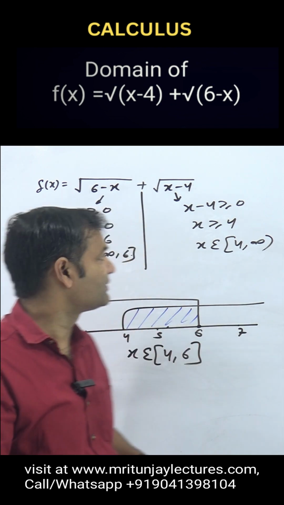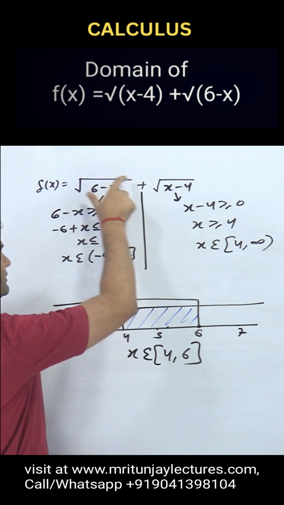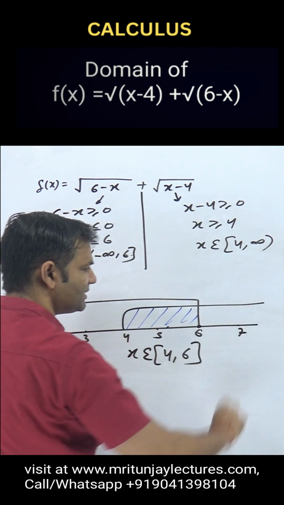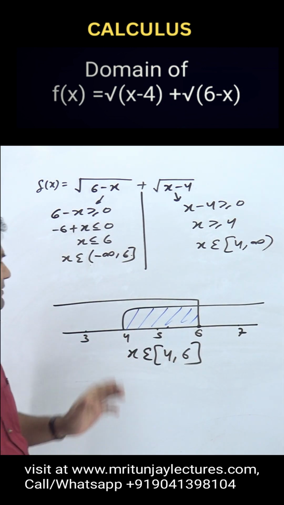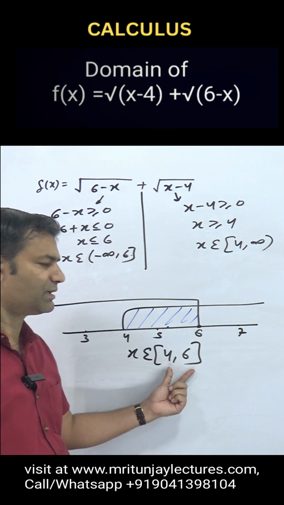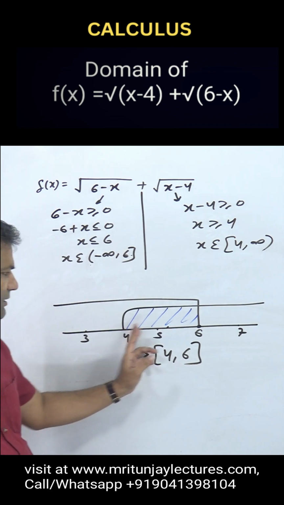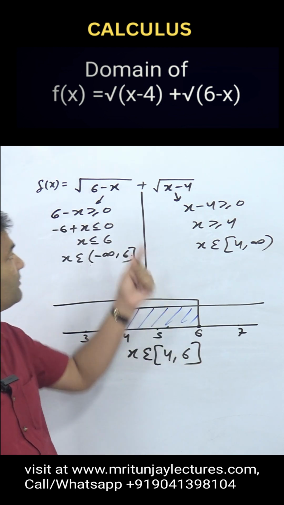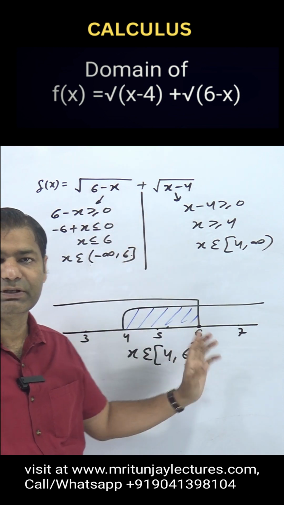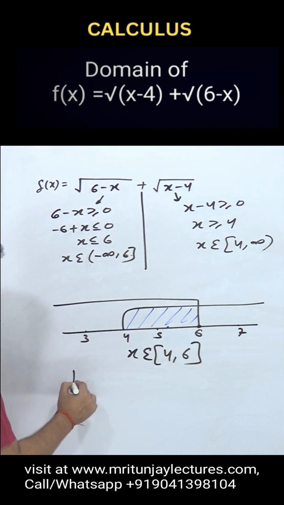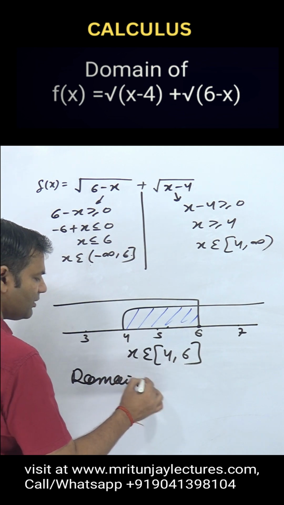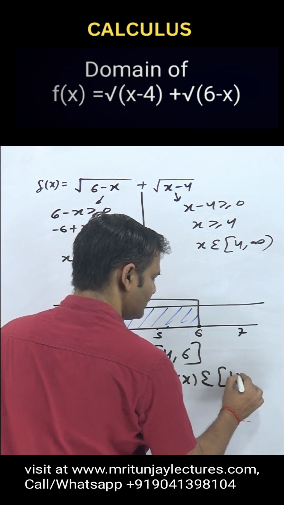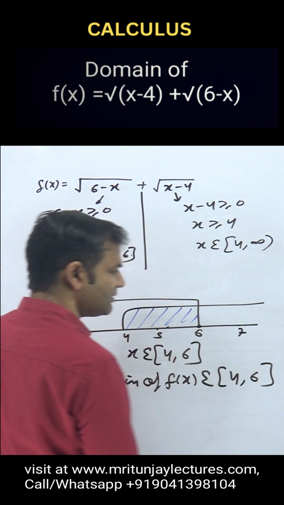Clear or not? For which value of x is that function defined or not? So how can we check? First of all, take the two functions corresponding to that one and that one, and after that draw the number line method. After that redraw, and finally select the common part. After that select any value in between, put it here, and check whether it is defined or not. So clear or not? So you can say the domain of f of x is 4 to 6, closed interval. Clear or not? Make it.